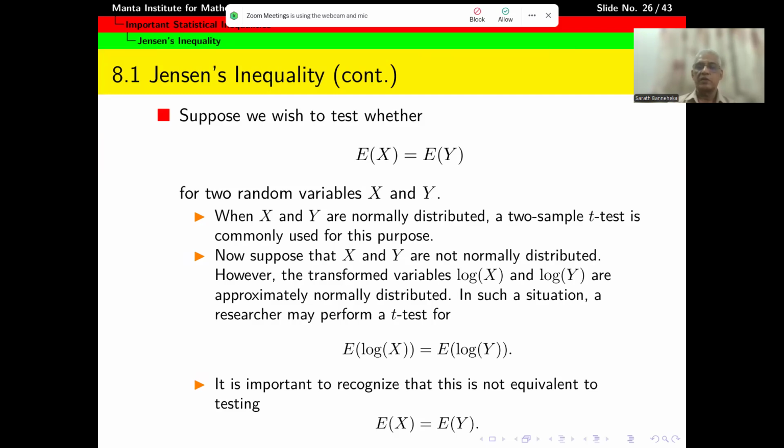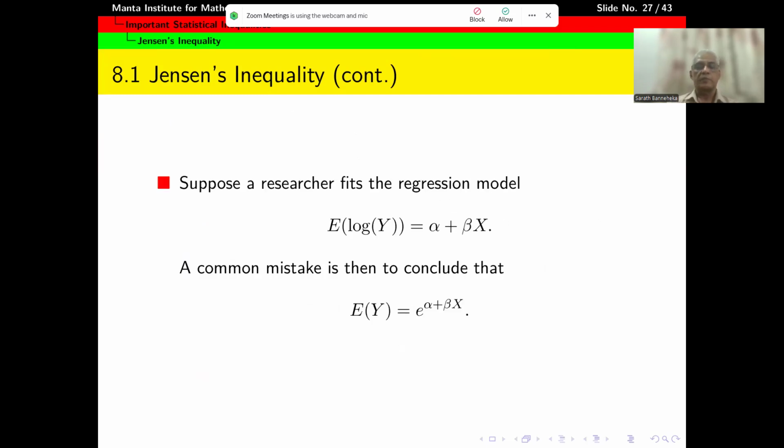Sometimes you might see these kinds of things in research papers, because some people don't understand, even the reviewers don't know these things. They think that if expected value of log of x is equal to expected value of log of y, that implies the other. You will see this kind of error in research, even in research papers, where neither the author nor the reviewer knows about these kinds of things. So that is a common mistake made by some people.